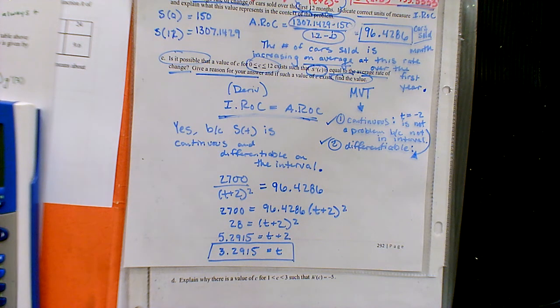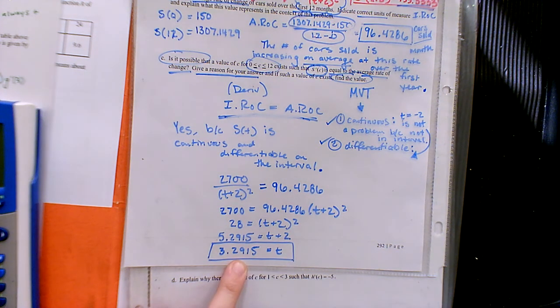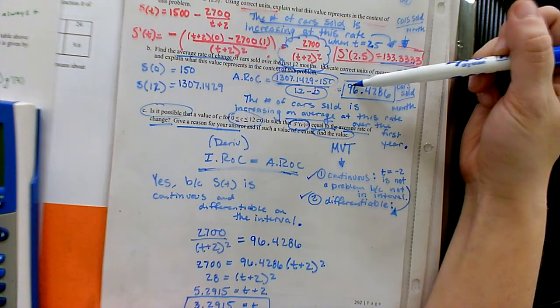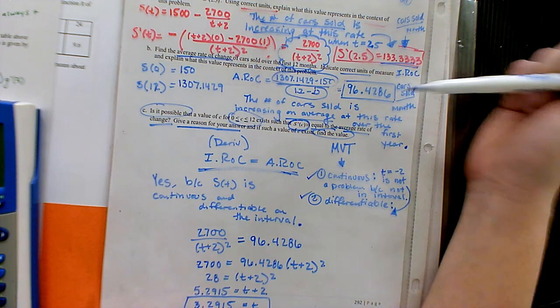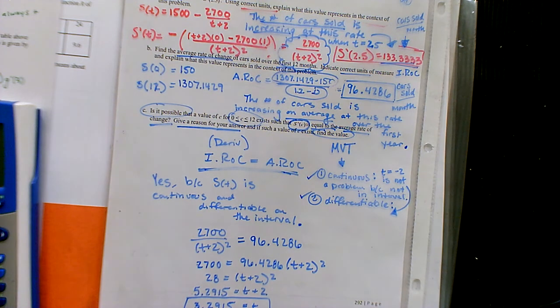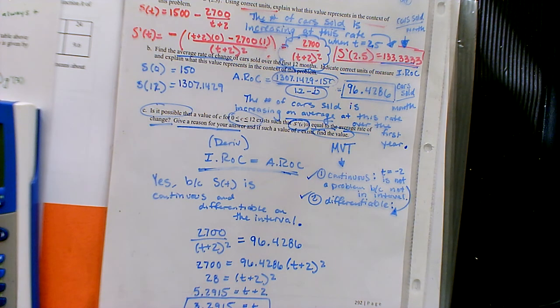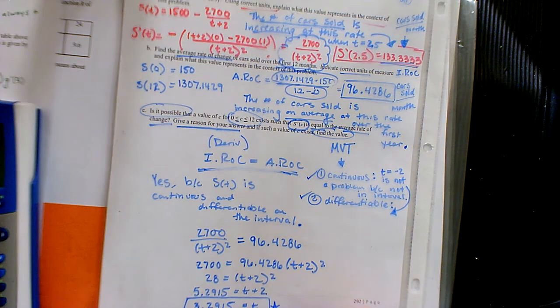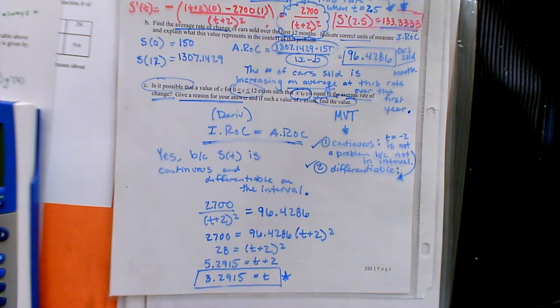3.2915? Yeah? Okay, so what this is telling us is at this particular moment in time, the rate at which they were selling cars is this 96.4286, which happens to be the same rate as the average for the year. So that overall average does happen to have an instantaneous rate of change at some point, and this is that special point guaranteed by that mean value theorem.